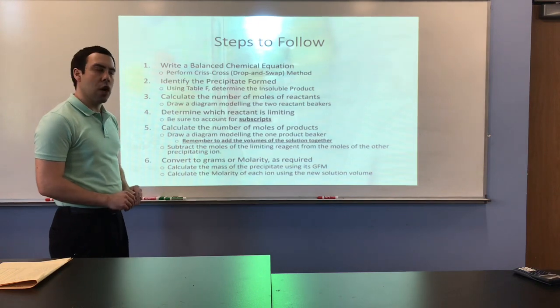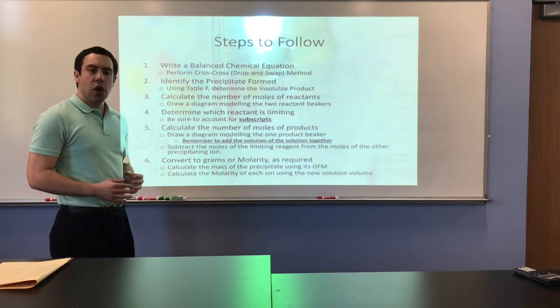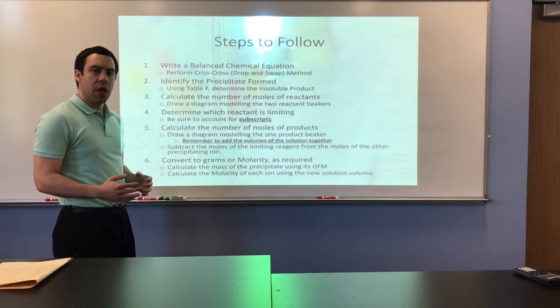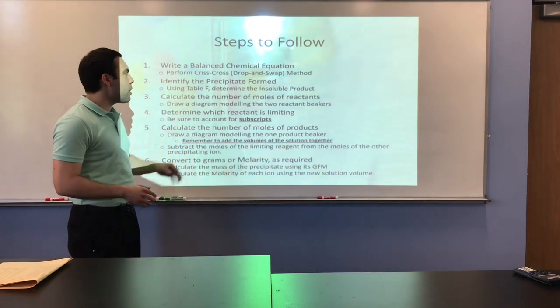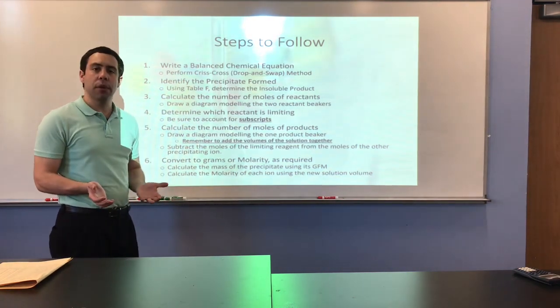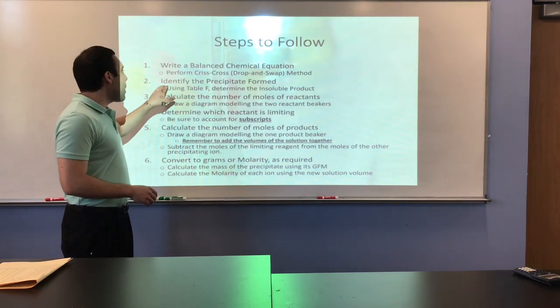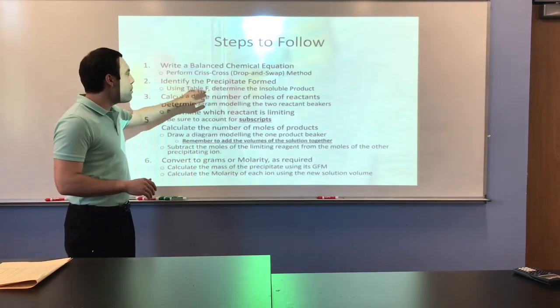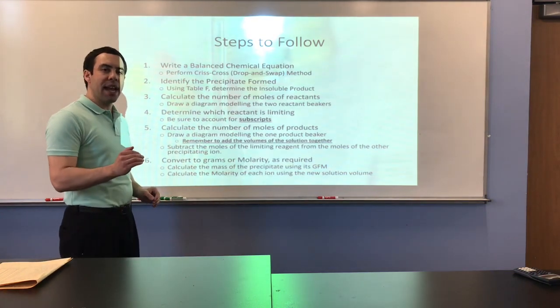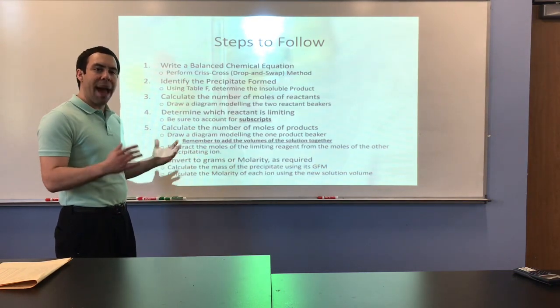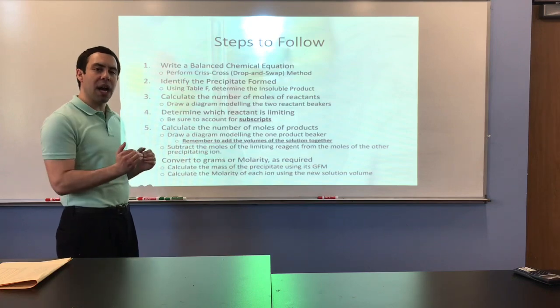We'll take them slow. Step 1, you're going to write a balanced chemical equation. Remember, we're going to be dealing with ionic compounds, so you're probably going to have to perform the crisscross drop and swap method. Step 2, use table F to identify the precipitate formed. That's going to come out of solution. It's going to settle at the bottom of the beaker.